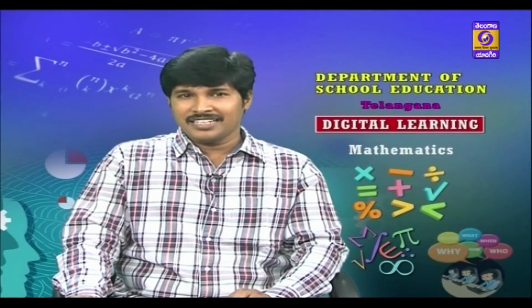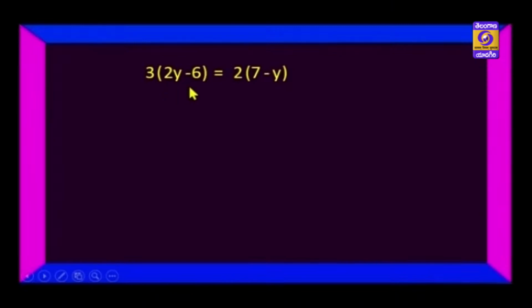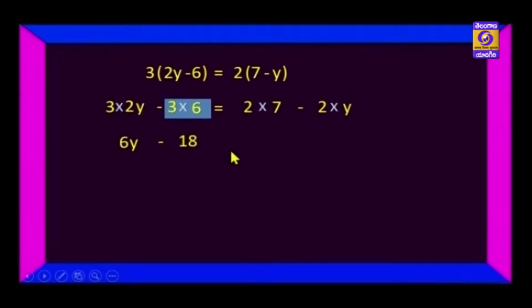Now let us see another linear equation: 3 into 2y minus 6 equals 2 into 7 minus y. This linear equation contains a variable, that is an unknown term, on the left side and another unknown term on the right side. Then what we need to do? We have to rearrange the terms. Before rearranging, we must multiply 3 inside. That is, we need to apply the distributive property. Thus, 3 should be multiplied separately with the two terms 2y and 6. And on the right side also we multiply 2 separately with the terms 7 and y. Thus 3 into 2y becomes 6y, minus 3 into 6 becomes 18. And on the right side, 2 into 7 becomes 14 minus, and this is 2 into y, it is 2y.